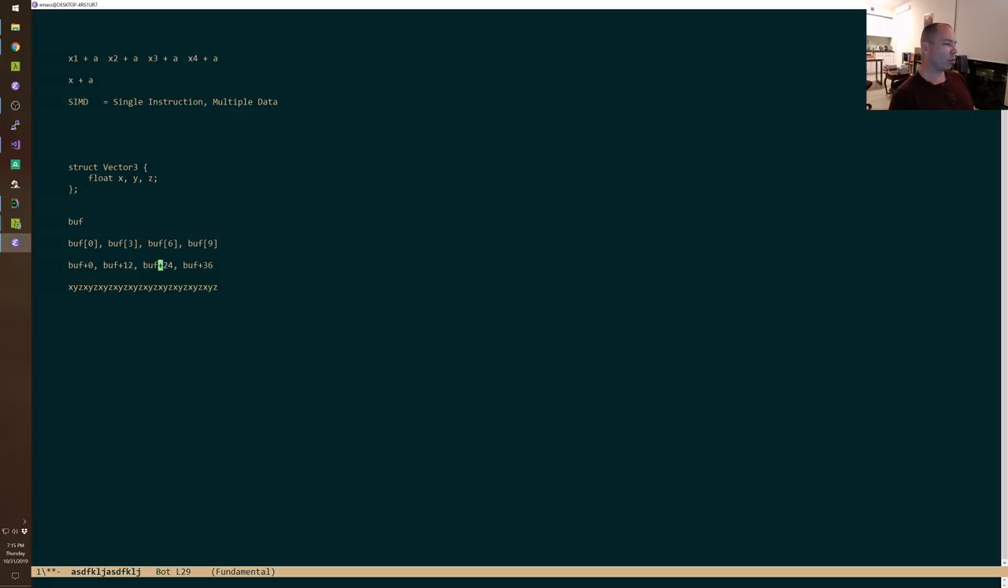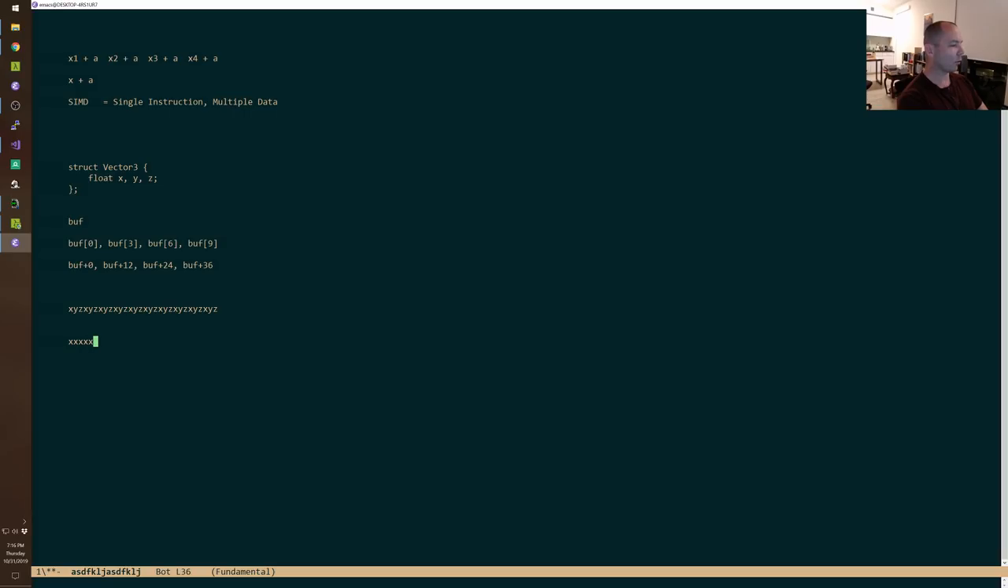That's what SOA is for, right? People like Intel, way back in the days of SSE1 or whatever, were like, hey, you dumb game developers, instead of storing stuff like this, why don't you just store all your data in your entire program in the following way?